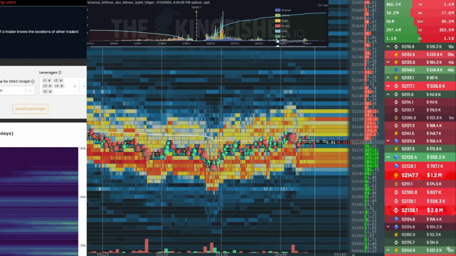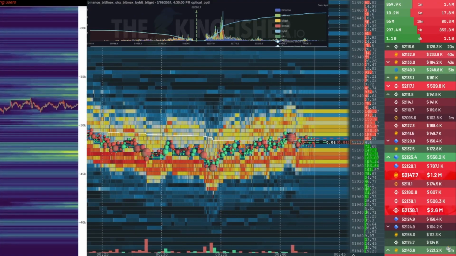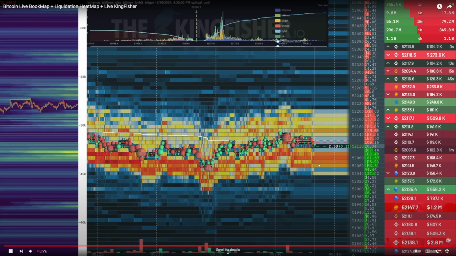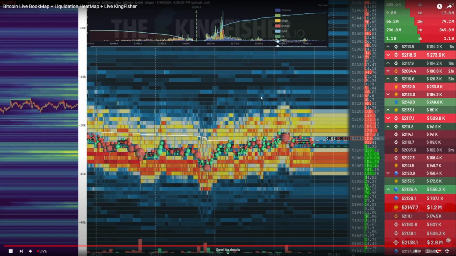And this is aggregated. So it aggregates from multiple exchanges, Bybit, Binance, etc. So these are real-time limit orders being placed in order books right here. And then these bubbles are market orders.